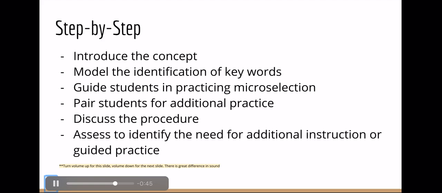The final step to microselection is to assess, to identify the need for additional instruction or guided practice. Meaning, after having observed the students throughout the initial lesson, the guided practice, and the sharing process, one should be able to identify those who might need more instruction. It's recommended to place reading passages in a learning center and ask students to list keywords for each passage, sentence by sentence. By using the result of this activity, you can determine who will need more instruction.